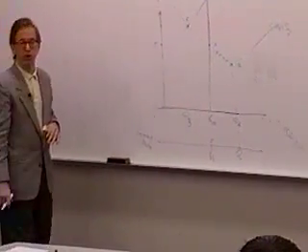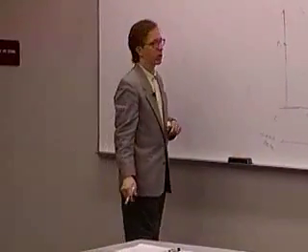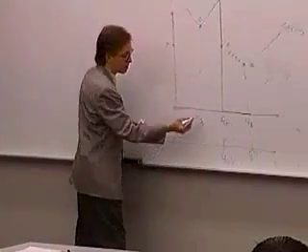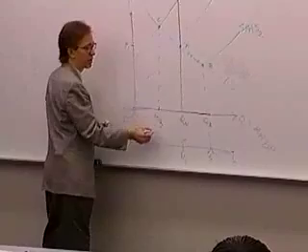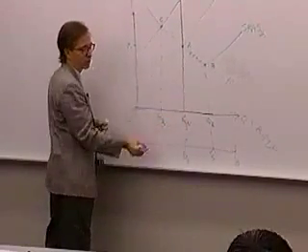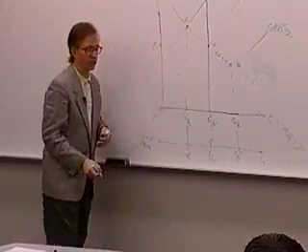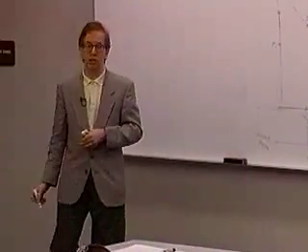If we start off at point C, do we have a recessionary gap or an inflationary gap? Recessionary gap, the equilibrium real GDP is below the natural real GDP. The unemployment rate is maybe now, let's say 6%, higher than the natural unemployment rate.